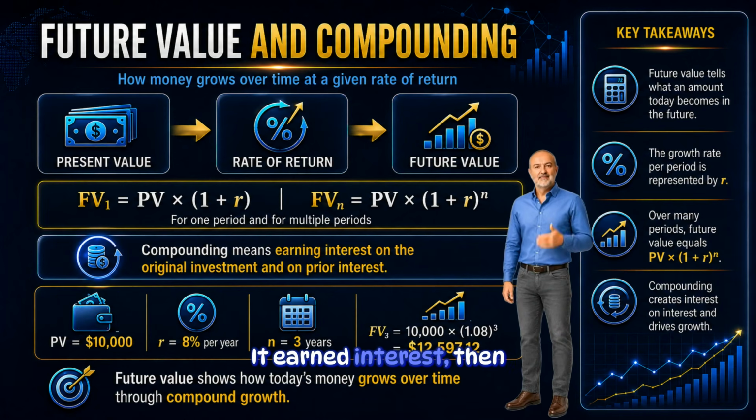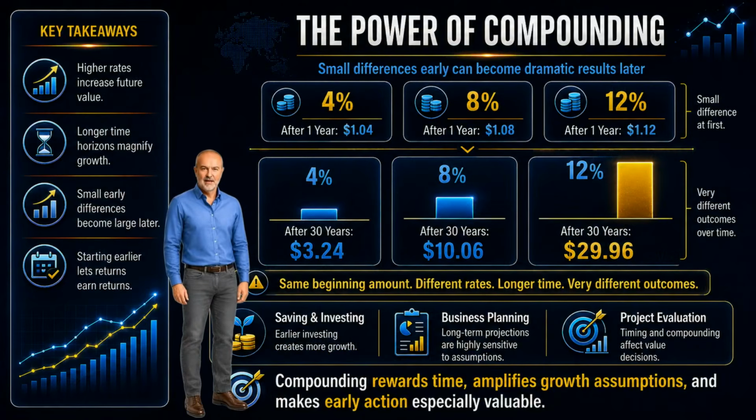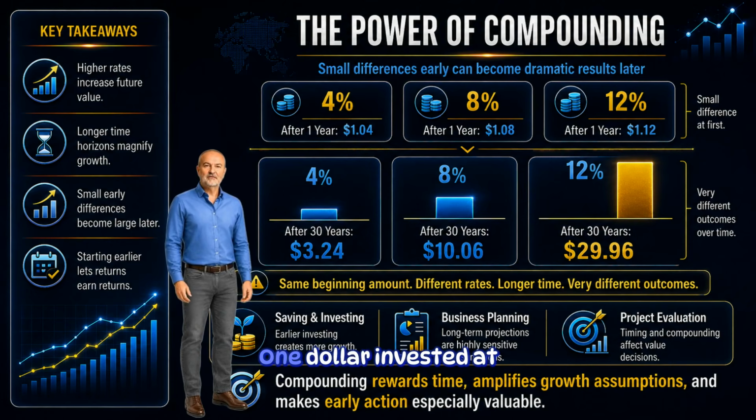Notice what happened. The investment did not simply earn interest once. It earned interest, then interest on interest, and that is the beginning of compound growth. Compounding becomes more powerful as time becomes longer, as the rate becomes higher, or when both happen together. This is one of the most exciting ideas in finance, because the effect is often small at first and dramatic later. $1 invested at 4% for 1 year becomes $1.04. At 8%, it becomes $1.08. At 12%, it becomes $1.12.